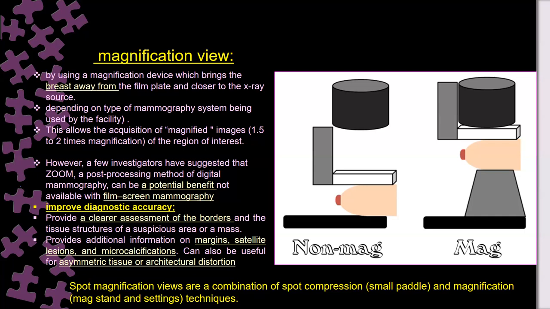Okay? Architectural distortion or small mass. And when we say spot magnification, that means compression magnification, a combination, usually used with compression. Spot magnification means compression along with magnification techniques.